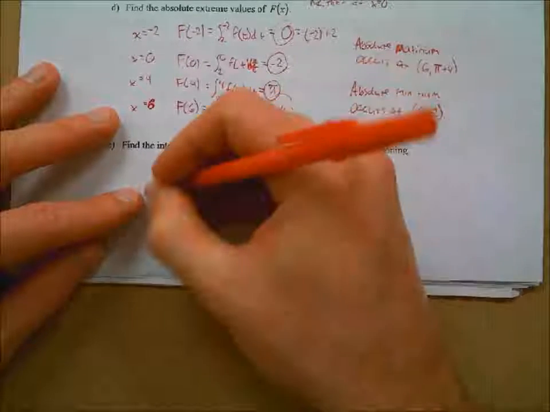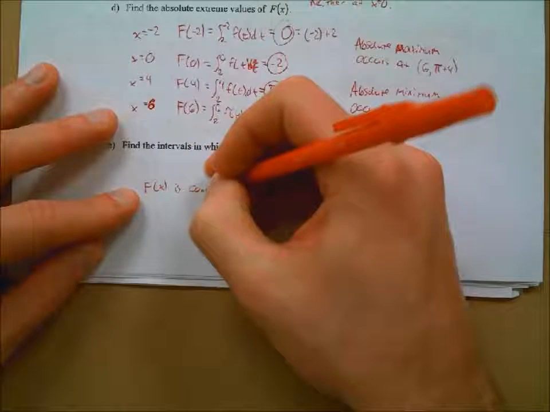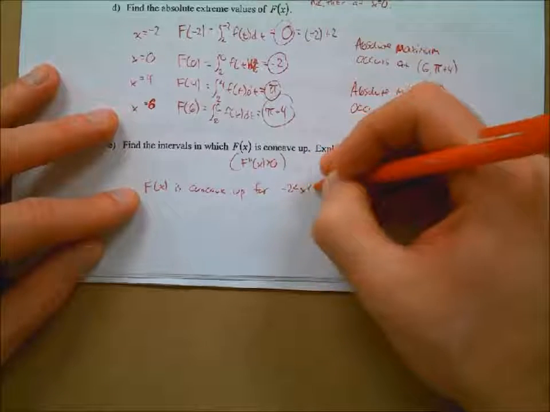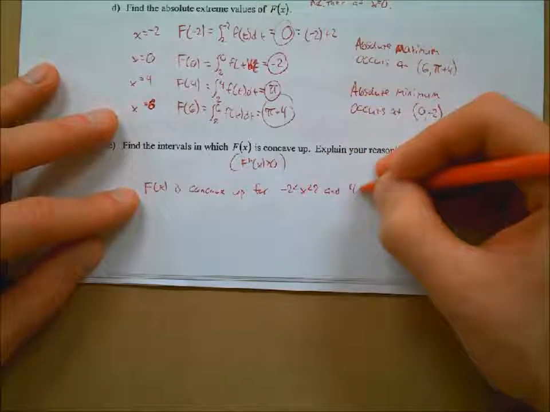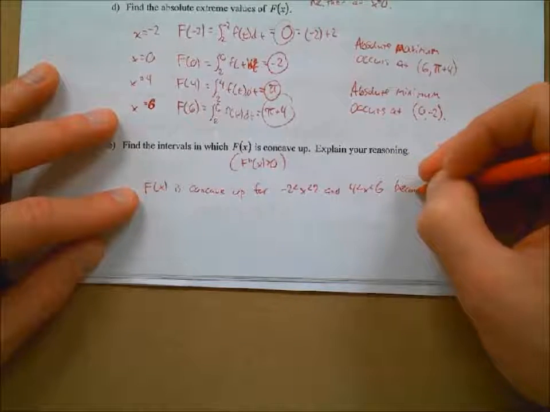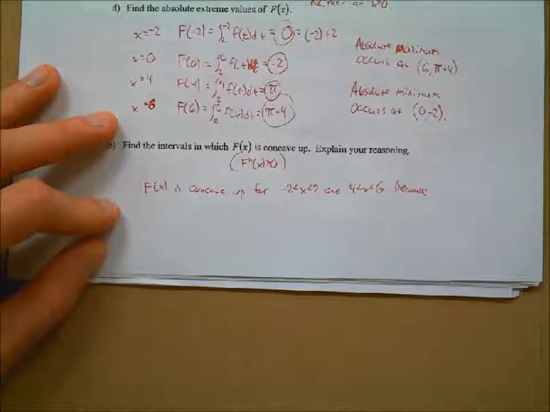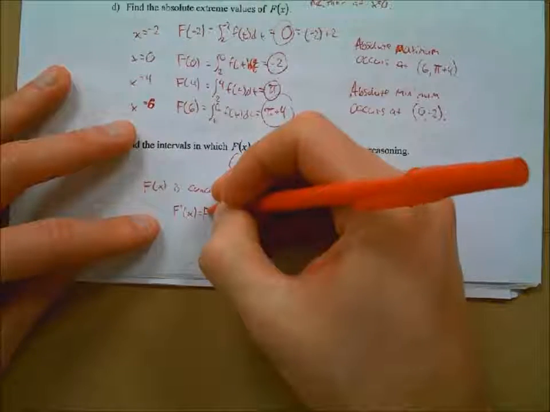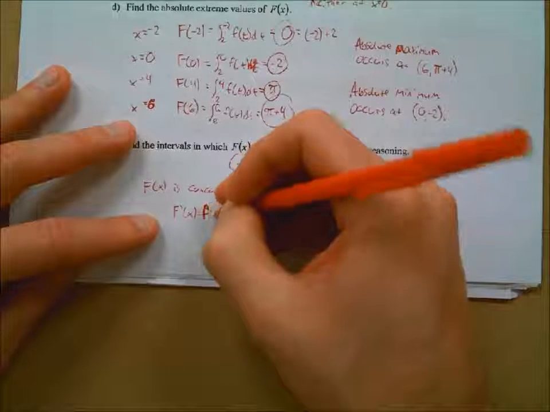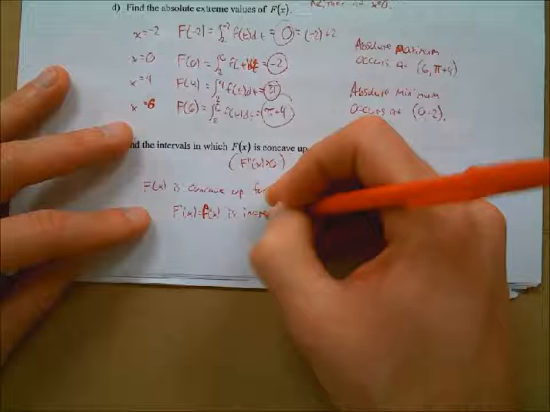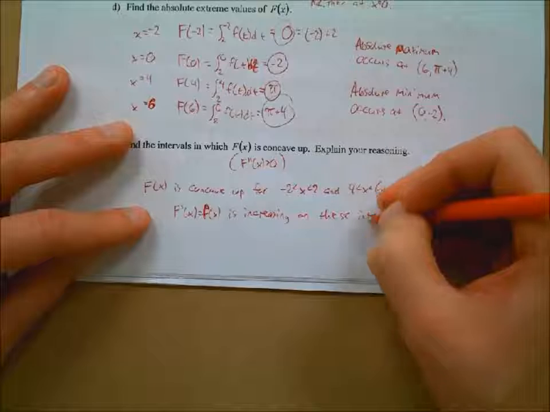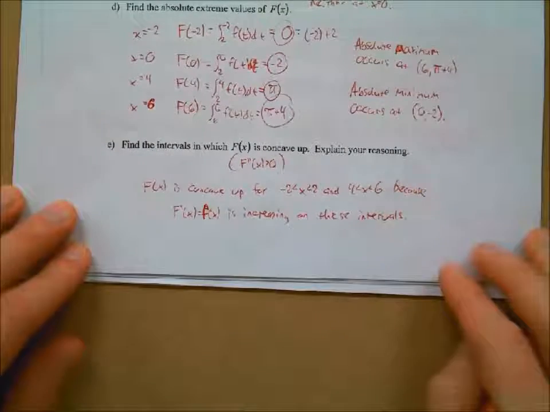From -2 to 2 and 4 to 6. Okay, right. So for -2 less than x less than 2 and 4 less than x less than 6, because, and again, what was the thing that we looked at? We looked at F prime of x, which is equal to lowercase f of x, which is increasing on these intervals. Okay, I think that is sufficient.